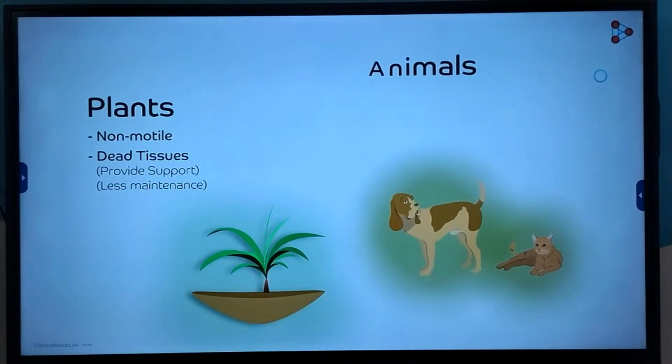What about animals? Do animals move? Yes, animals move from place to place and they need tissues for purposes more than just physical. Almost all tissues in animals are living tissues. These tissues need nutrition which they get from the organism's body. What else could be a possible difference between the two?